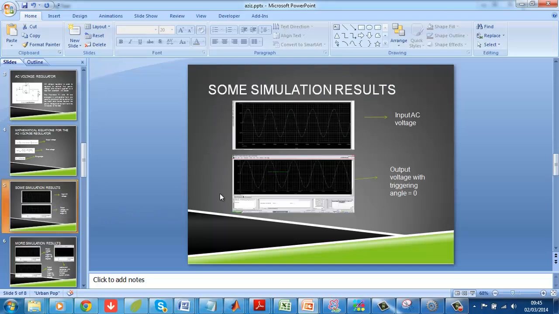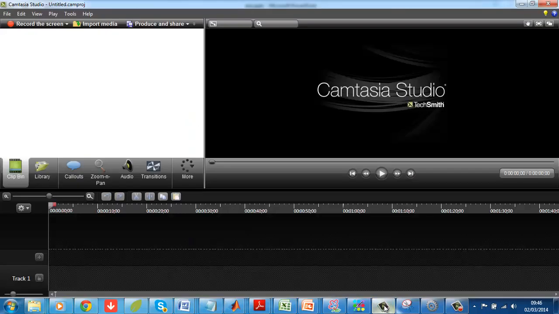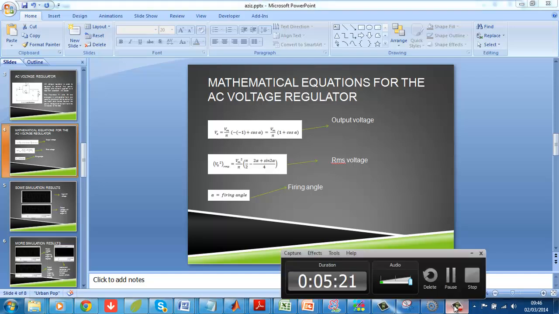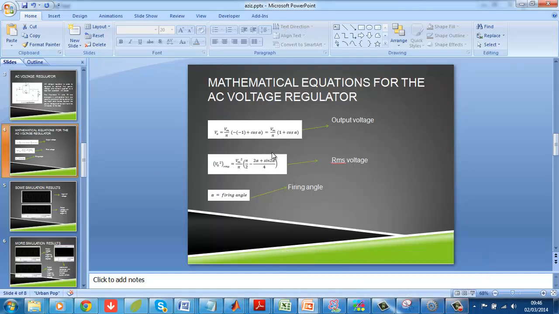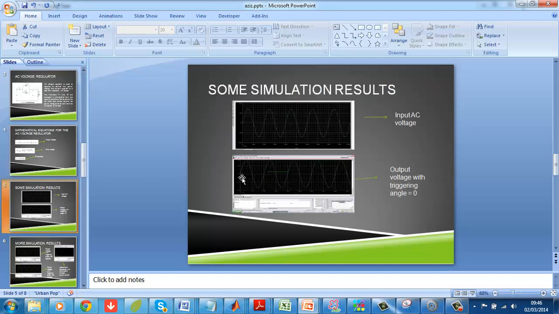So we have, with a 0 firing angle, right? That means this basically becomes a kind of scaling up of the output voltage, and then we have the output looking like the input as well, just with higher amplitude. So by the time we start to change the firing angle, we'll begin to see that the output voltage is now being regulated.